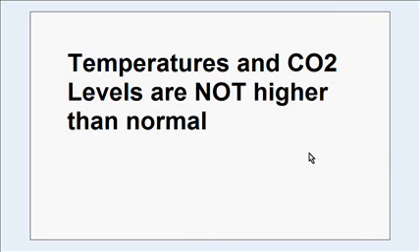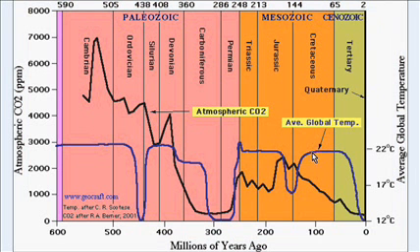Temperature and CO2 levels are not higher than normal. A lot of people would have you believe this, but when you look at the data, it's simply not true. For example, we can go here, look at the temperature graph. We're at around 12 degrees C, or maybe even a little lower, and that's on the low end of the scale here. Generally, temperatures are about 5 degrees warmer than today.